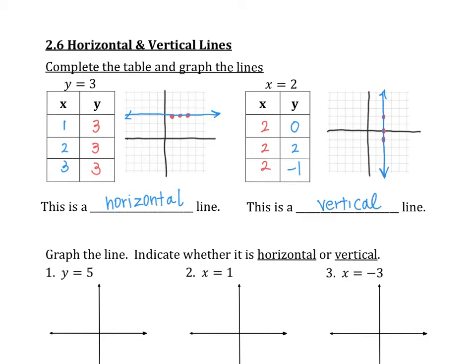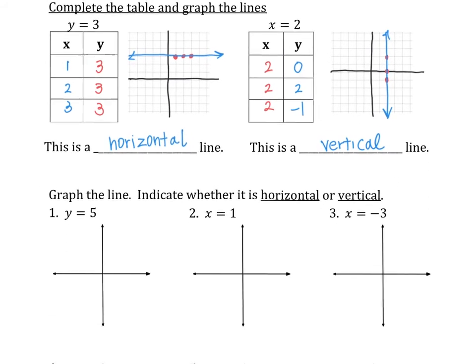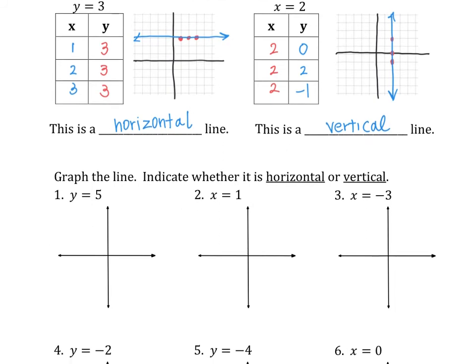If you look at these equations, I'm going to go back to the first one. When it's y equals 3 or y equals 5 or y equals -7, when it's y equals a number, it's always going to make a horizontal line and it's going to hit the y-axis at whatever number it says in the equation. This one is x equals 2. It's going to hit the x-axis at 2 and it's always going to be a vertical line if it starts with x equals. So for these lines down here, I'm not going to make a table. I'm going to think about whether it's going to hit the x-axis or the y-axis, and then I'm going to draw either a horizontal or a vertical line.